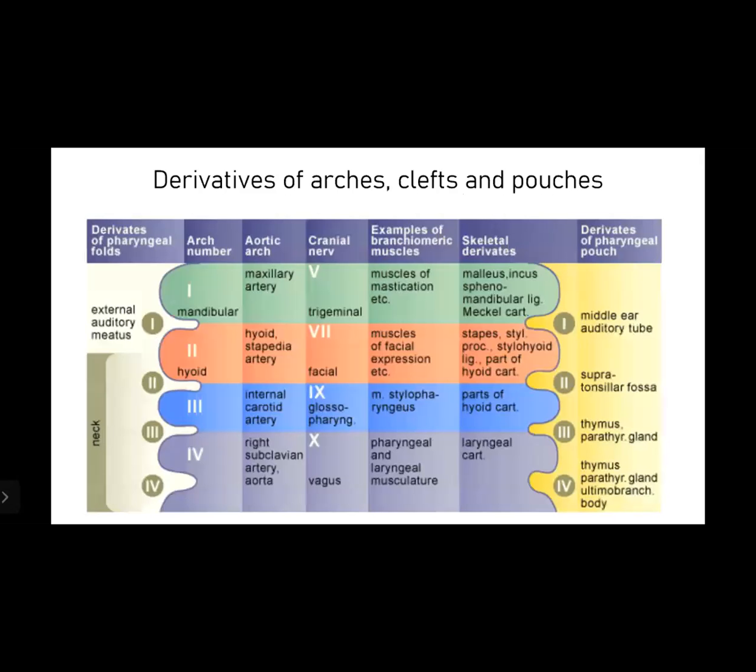So I hope everything is quite clear. I've tried to summarize whatever the derivatives are of the arches, the clefts, and the pouches. As long as you are able to remember major portions and exceptions, I think you should be good. With that, I think we would come to the end.